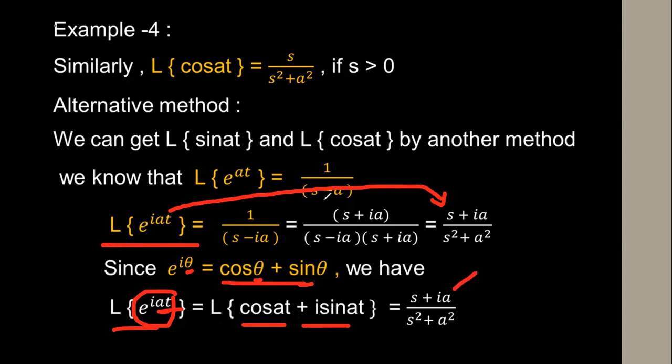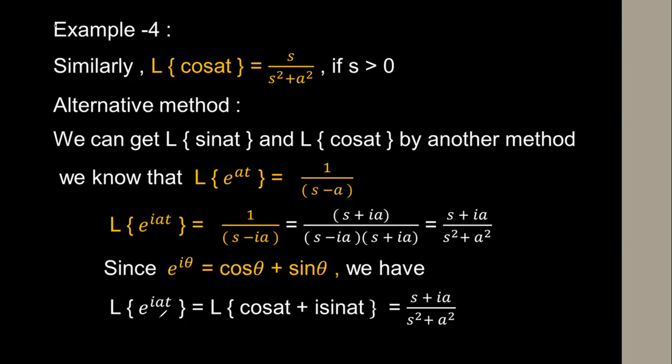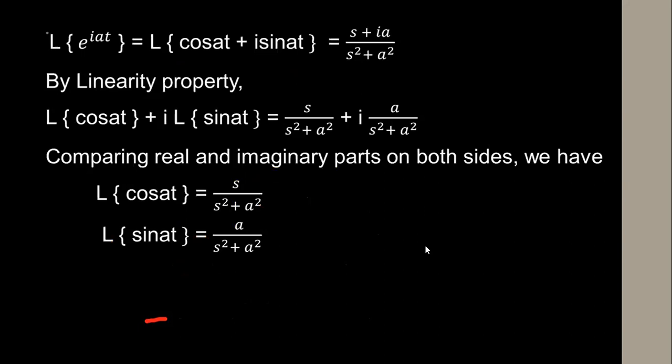Then what we have to do? We have to just simplify this exponential term in terms of cos and sin, the real and imaginary values. So now after simplifying this, the exponential can be represented in terms of cos and sin. Already we have evaluated the Laplace transform of this exponential as s plus ia by s square plus a square. So now for this function you have to apply the linearity property.